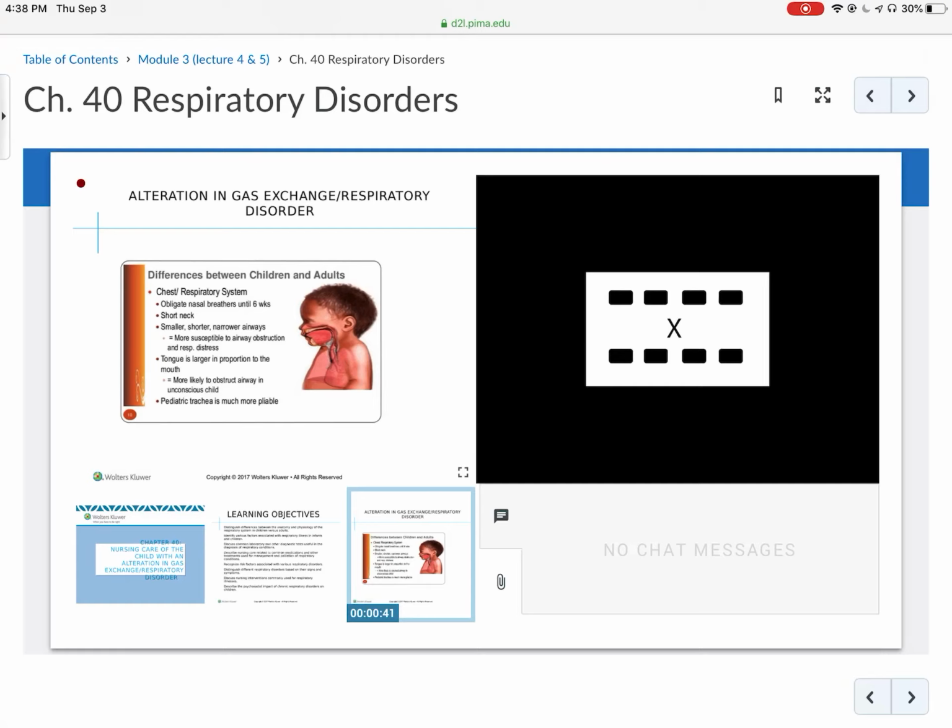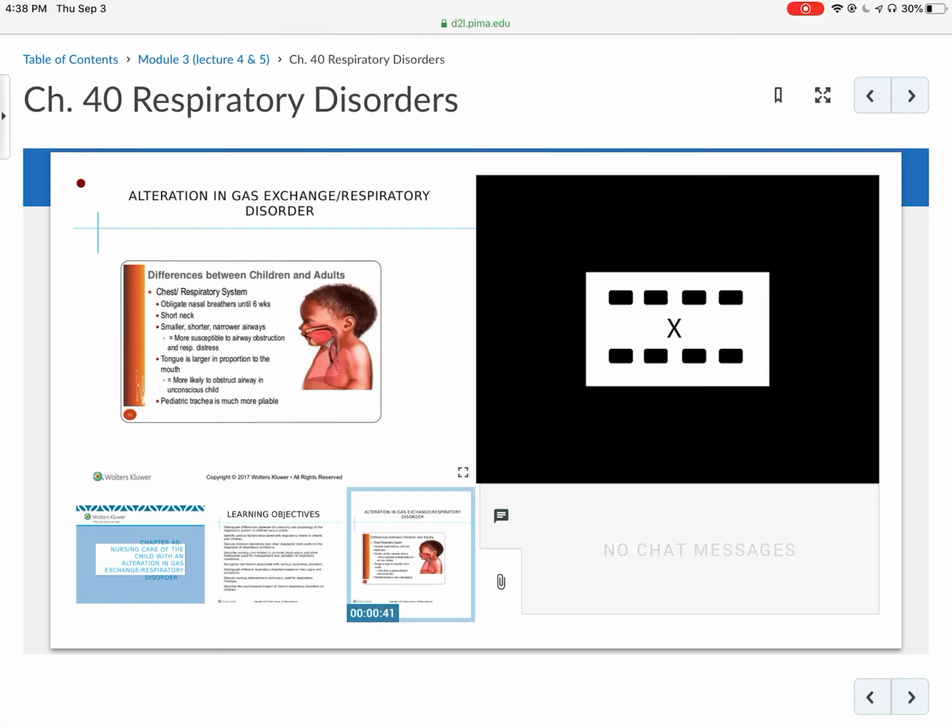Time of the year. So we're coming upon flu season. So wintertime, we see more of the respiratory disorders. We see the kids who have asthma, the kids who have cystic fibrosis often have exacerbations during this time period.